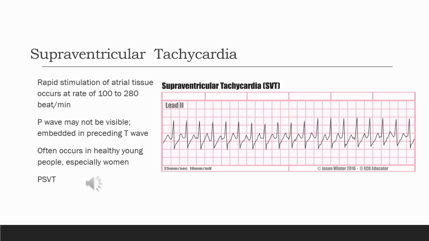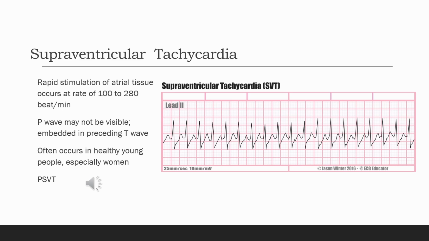So let's talk about how we can recognize SVT on an ECG. So again, first we look at the heart rate. Here we're counting those R waves, so those QRS complexes. A heart rate with SVT is typically going to be between 150 and 250 beats per minute. Again, sometimes it can be faster. The rhythm may be regular or it might be slightly irregular.